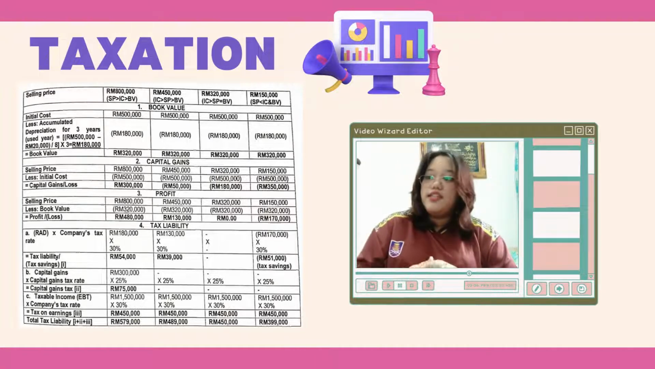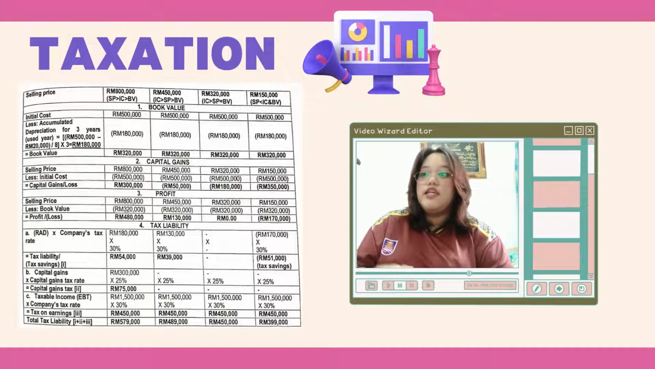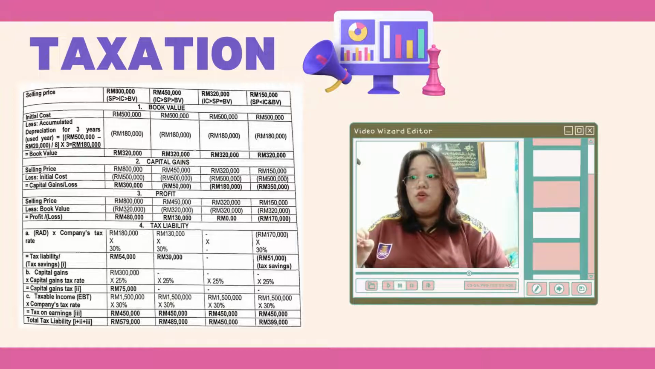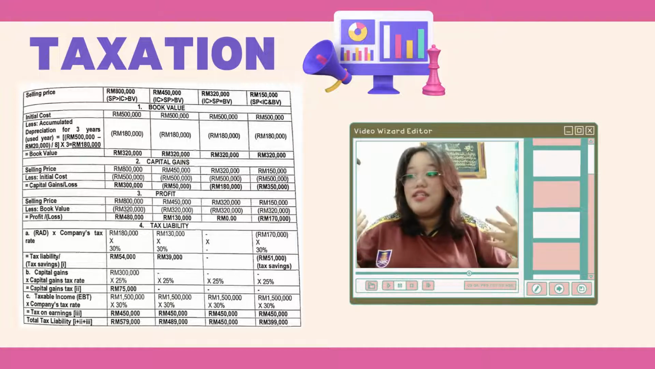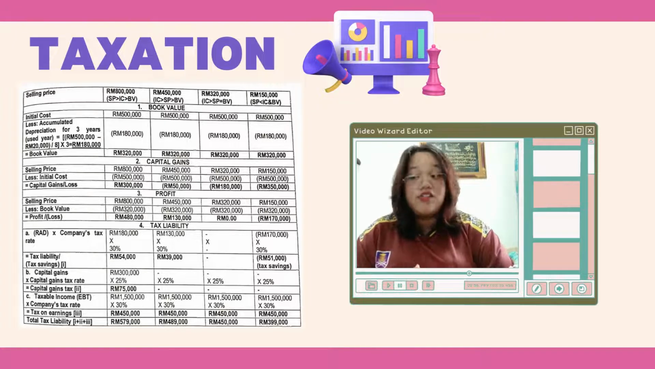All right, so the next part is capital gain. Look at the capital gain part. On the selling price of 320,000 ringgit, the company gains 0. All right, they gain 0. That means they don't have a capital gain. They don't have a profit, so you don't have to calculate that.